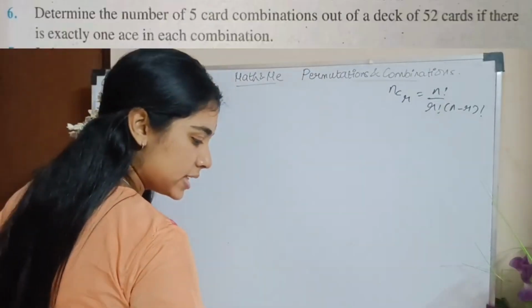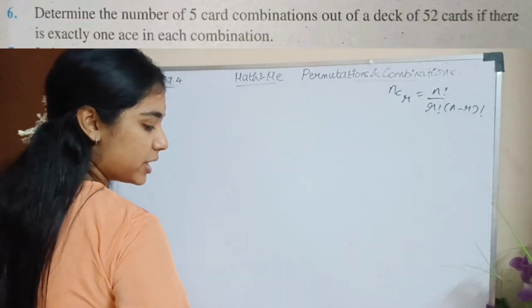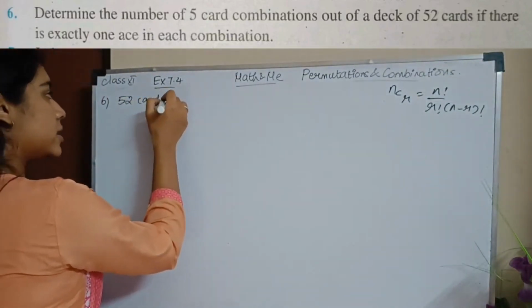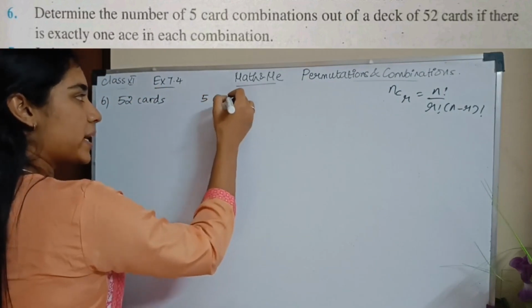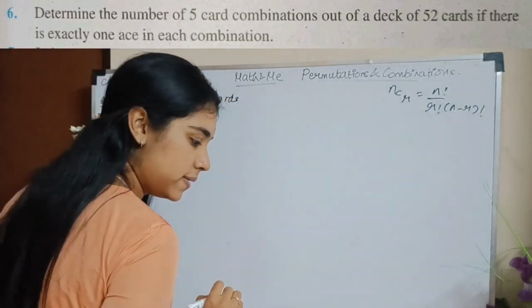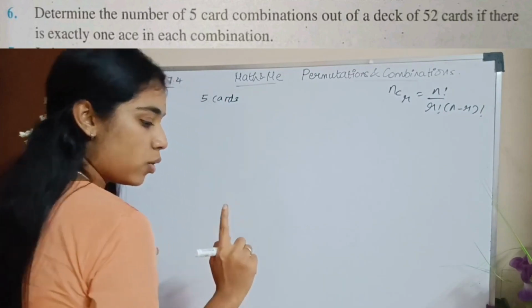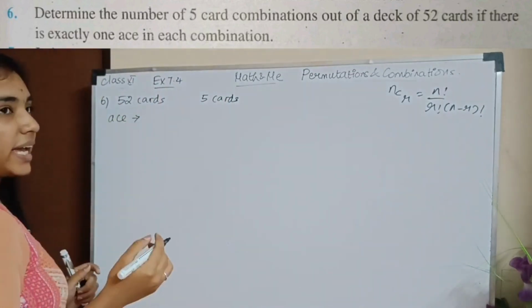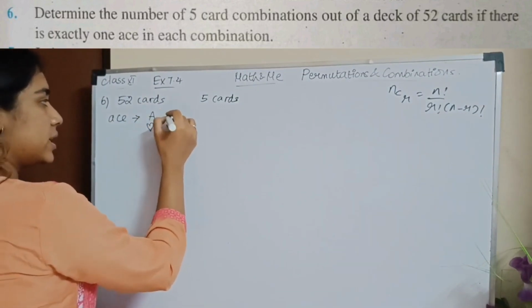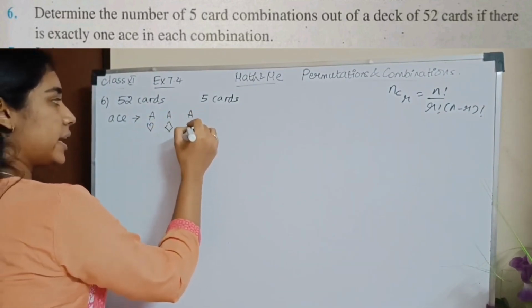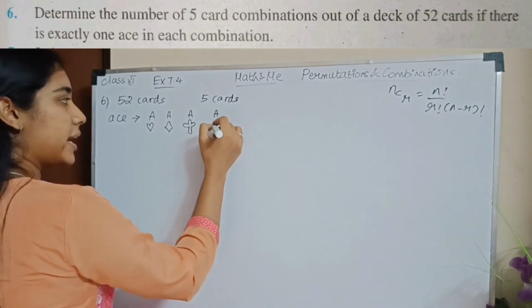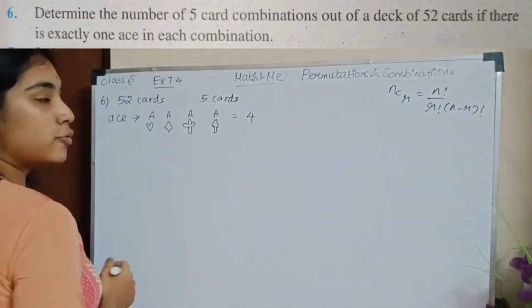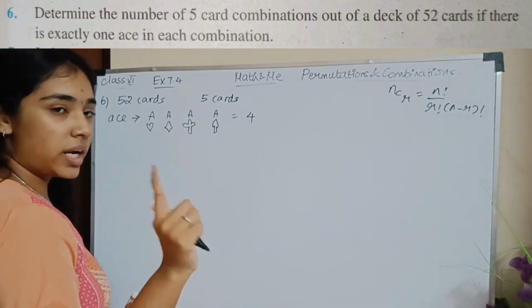Sixth question. Determine the number of 5 card combinations out of a deck of 52 cards. So in total, I have 52 cards. I need to pick 5 cards in total, and I need to have 1 ace in each combination. So how many ace cards do I have? A of hearts, A of diamonds, A of clubs, and A of spades. Correct? So how many aces do I have? 4 aces. I need to have at least 1 ace in the combination.